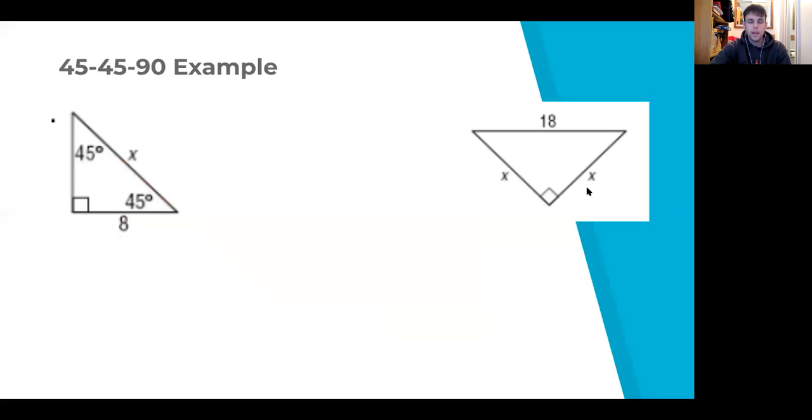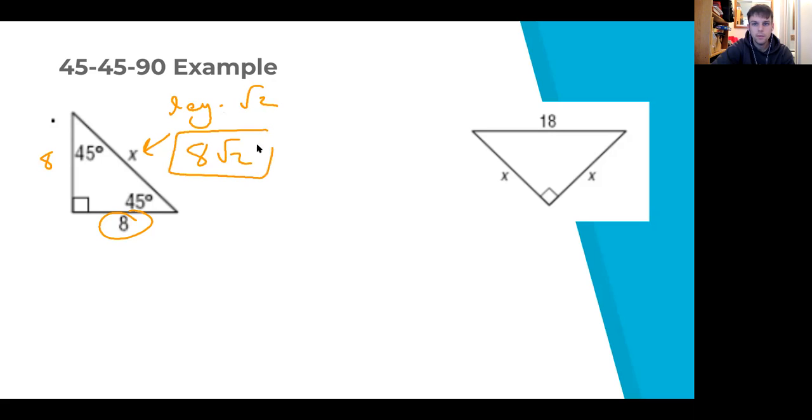All right, so here we have some 45, 45, 90s, and in this one we know the leg. So this is the leg, and our hypotenuse is equal to the leg times root 2. So that's just 8 root 2. Very easy problem for that one. Now this one is a little bit more complicated. This one is our x root 2 side, our leg times root 2 side. So we actually have to do a little solving for that.